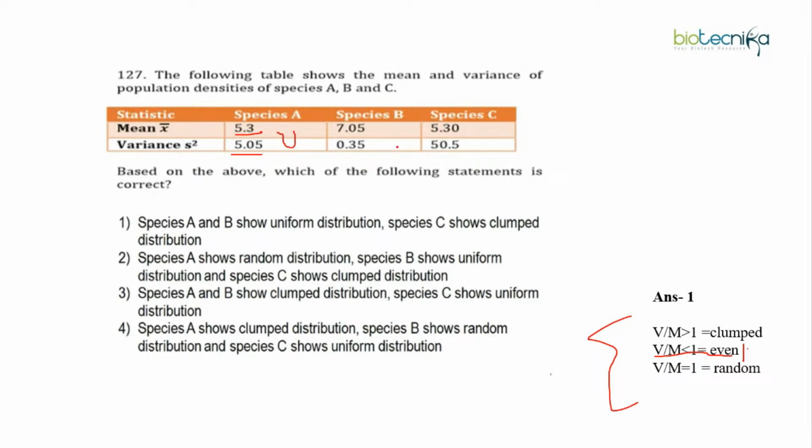Like that way, you do 0.35 by 7.05. Here also you will see that it is coming less than 1. So that means uniform distribution. For the next one, if you do 50.5 divided by 5.3, you will get a value which is greater than 1. Okay? So if the value comes greater than 1, then it is your clumped distribution. Clear? So this is again another kind of question.